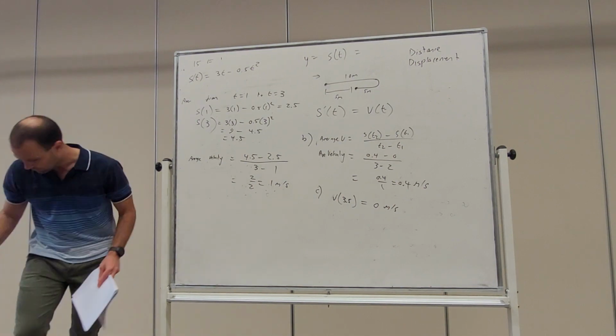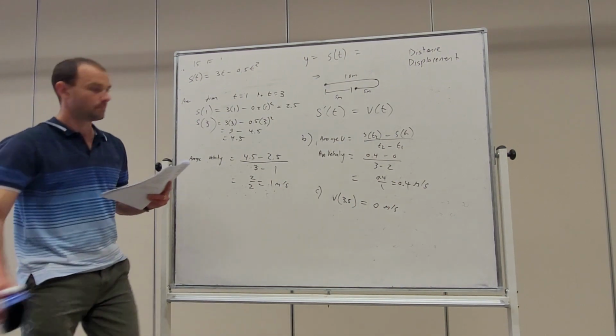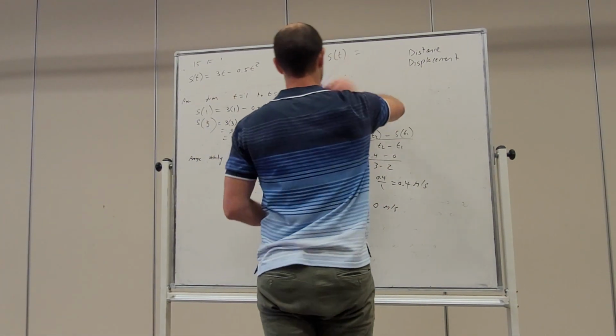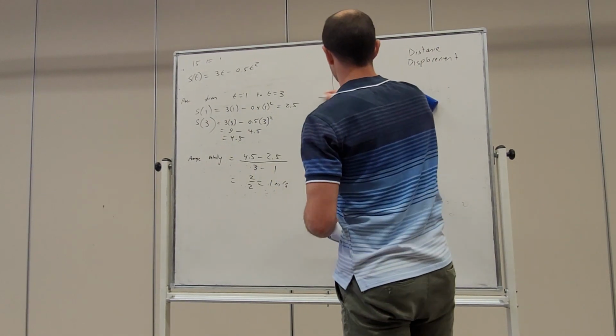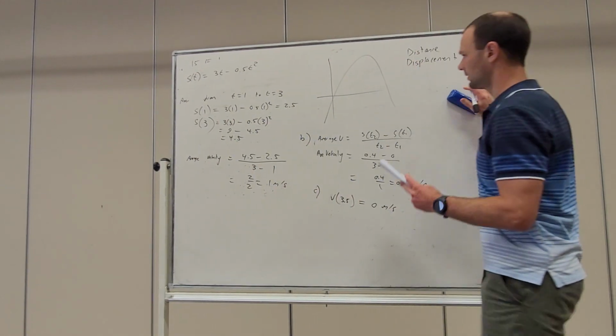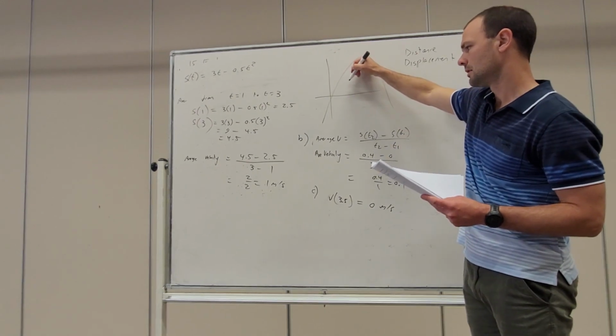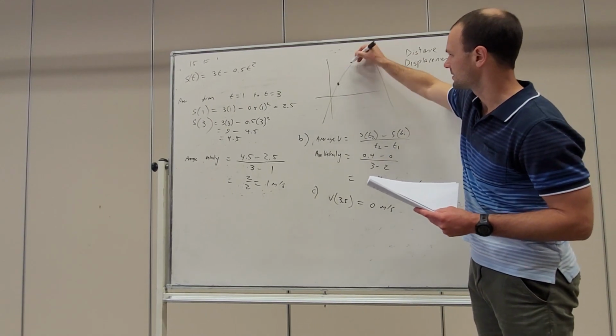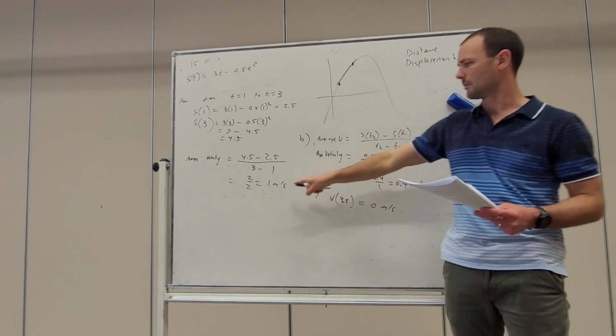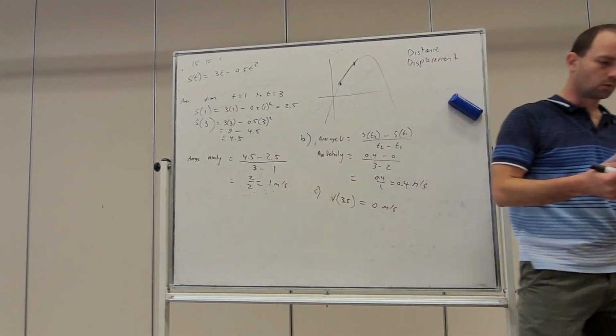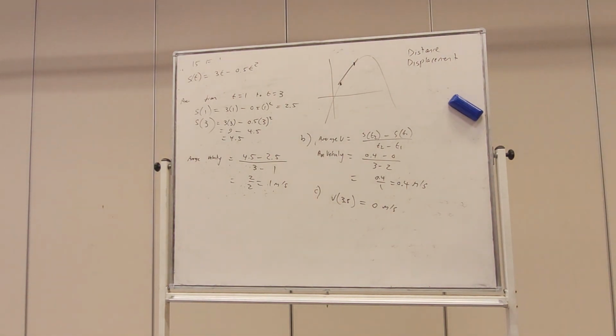Now, look, we've done that without the graph, but if you were to graph this function, again, it's going to be an inverted quadratic. It'll look something like that. And so we're just doing the slope from time is 1 to time is 3. We're finding the slope of that, and we found it was 1. So that's all we're doing, except we're doing it without the graph.